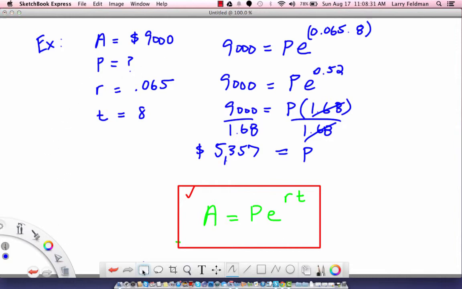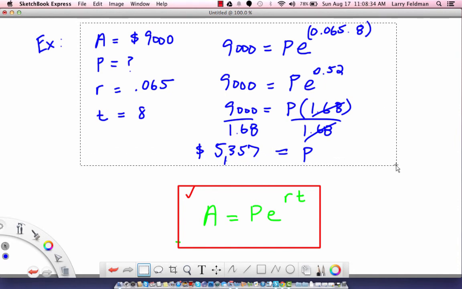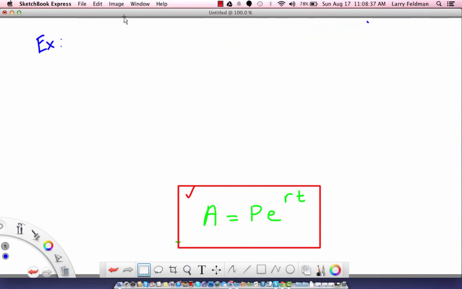Okay, last example. Let's assume that somebody wants to triple their money. So the person wants to triple their money, and they know the interest rate is 4%, and they want to know how much time it would take in order to triple the principal. So in this case, all we really know is that the final amount is 3 times the initial amount. A equals 3P.